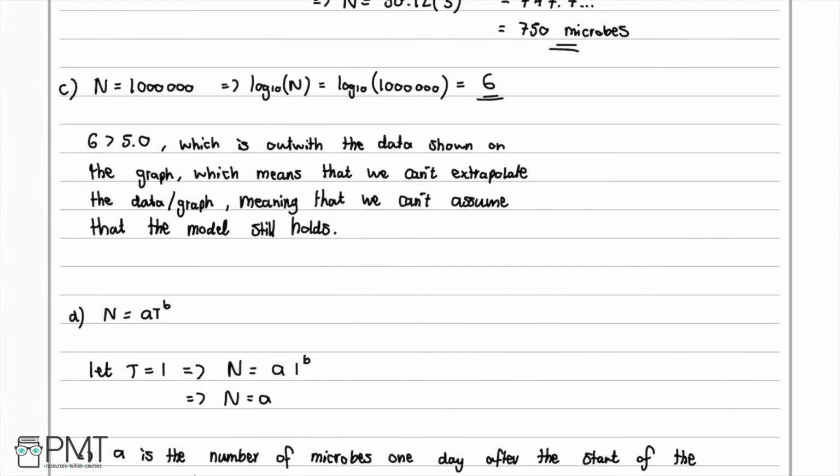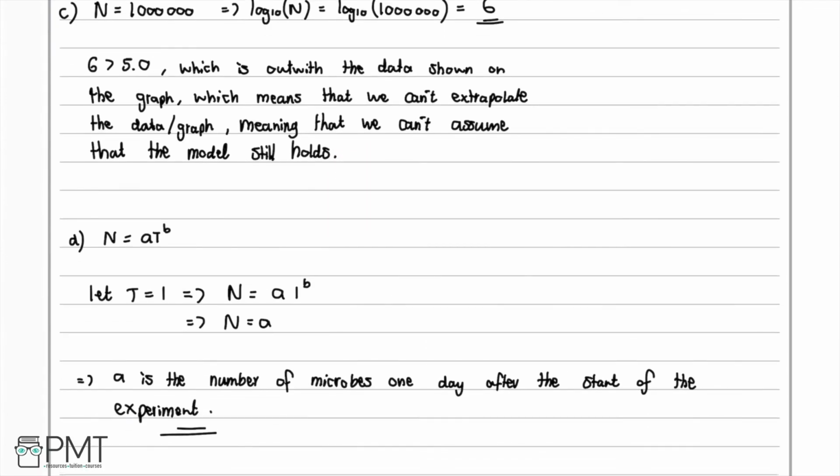And then finally, for part D of this question, there was 1 mark available, and we received this 1 mark for stating our conclusion, such that A is the number of microbes 1 day after the start of the experiment.